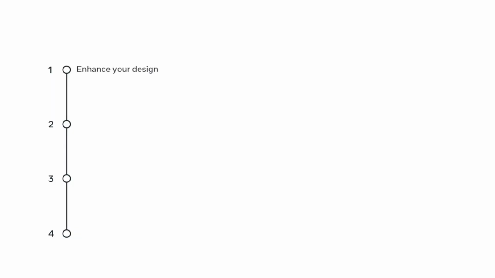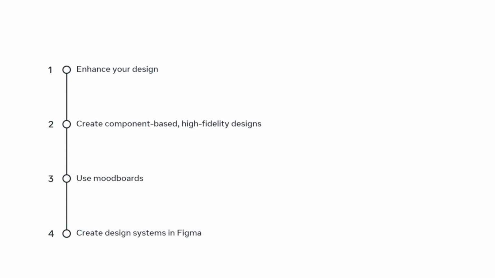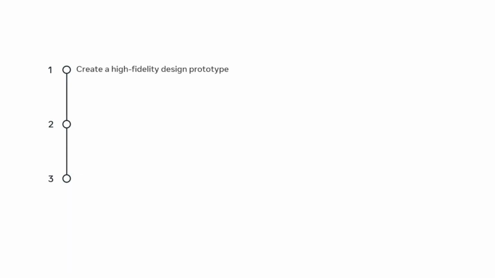Here you learned how to enhance your design and create component-based high-fidelity designs. You also learned how to use mood boards and how to create design systems in Figma. Then you covered how to create a high-fidelity design prototype and include micro-animation in UI. Then you learned how to animate and test your prototype. After all that, you are now ready for your assignment, booking a table on the Little Lemon website to put in practice what you learned. Then you will take the graded assessment to try out what you learned in this course.